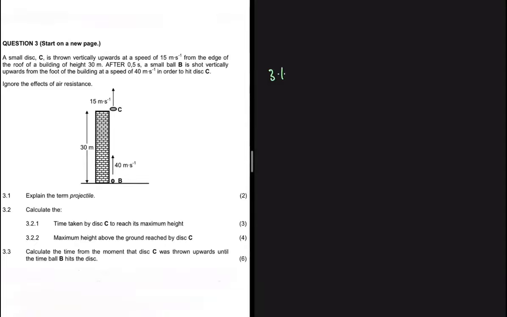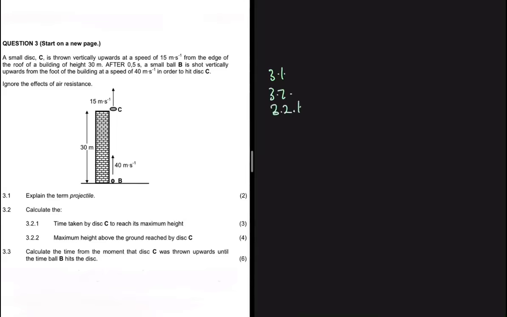Projectile is an object, and free fall is a motion. So the definition of projectile says that it's an object in which the only force acting is gravity. And free fall, on the other hand, is the motion of an object in which the only force acting is gravity. So the only difference is that with projectile, you start with an object in which the only force acting is gravity, and free fall is the motion of an object in which the only force acting is gravity. Right. And let's move to 3.2.